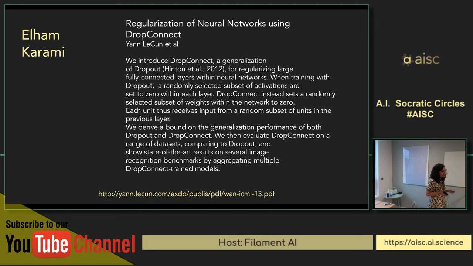What they do in this paper is that they first find bounds for generalization performance of both dropout and DropConnect, and show that DropConnect is comparable with dropout, and then perform a number of experiments on known datasets, including MNIST and other image classification datasets, and show that the performance of DropConnect is comparable with dropout, and sometimes even better. The problem is that it's not easy to implement.